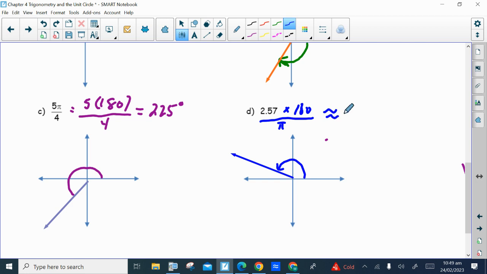Use the approximate symbol here. And because it's degrees now, we need to make sure we use that unit, that degree symbol.